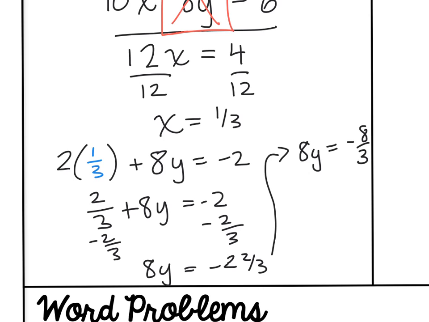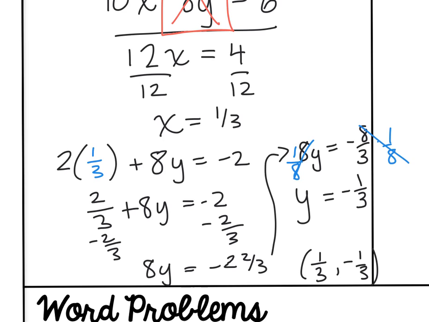Then if I multiply by the reciprocal, times 1/8, those eliminate right there. Y equals, and then I can see these are going to cancel out here. Y equals negative 1/3. So my solution is 1/3 and negative 1/3. All right, next problem.